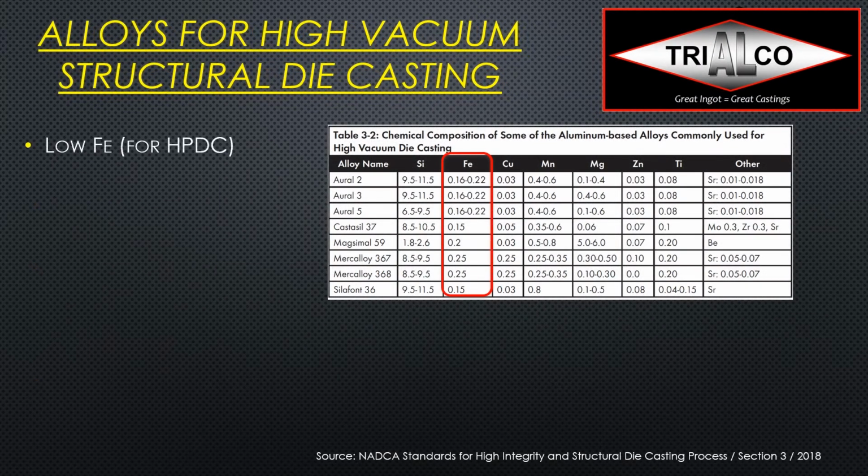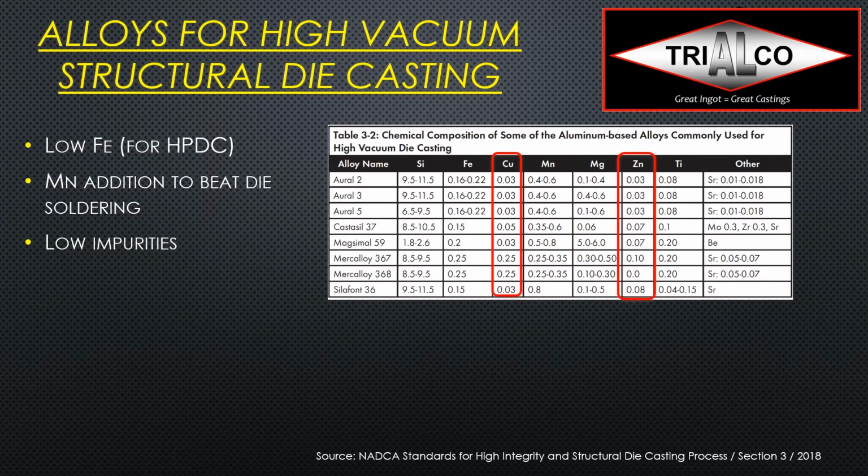If you're interested in this, NADCA has a very nice standards book for structural die casting, and section 3 deals with the different alloys. Here are a few tables from this standard, so you can see the composition. It shows the iron pretty low, usually only some are 0.15 max, but most of them are more like 0.2, 0.25 max. Then the manganese addition, and as I said before, this is to compensate for the low iron, but typically between, we can see here in the Mercalloy, 0.25, and most others 0.35 or 0.40, and up to 0.8 manganese. Also low impurities, we see here copper and zinc, very often only 0.03 or 0.05.